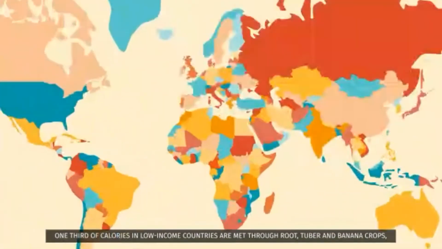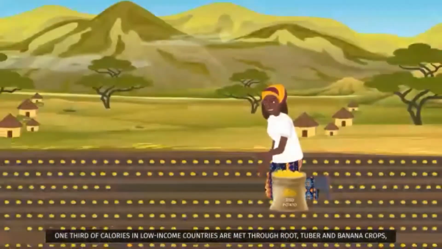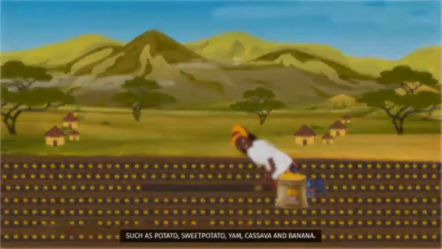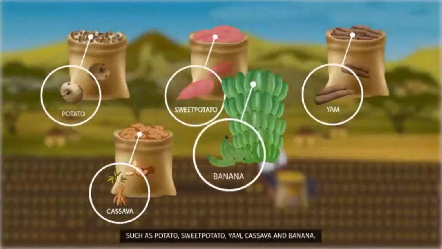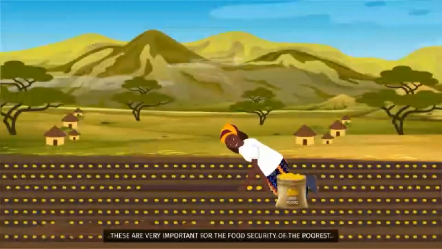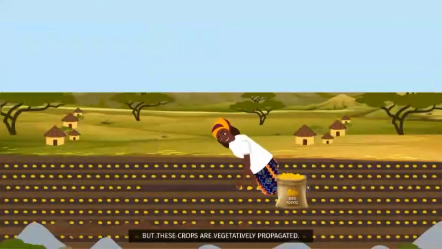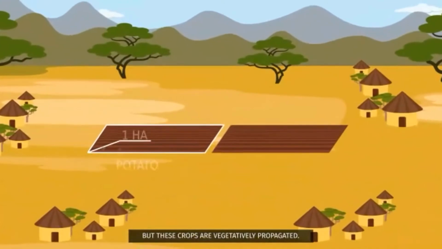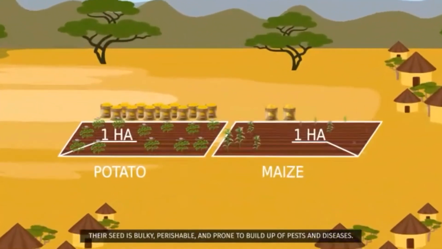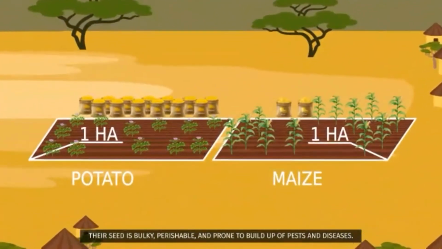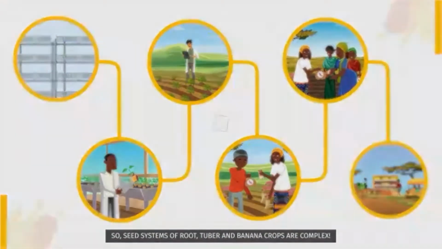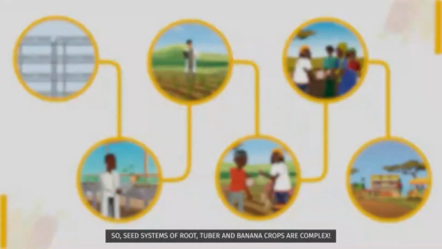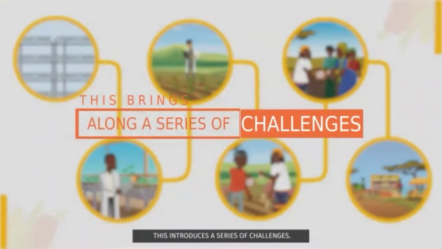One-third of calories in low-income countries are met through root, tuber, and banana crops such as potato, sweet potato, yam, cassava, and banana. These are very important for the food security of the poorest. But these crops are vegetatively propagated. Their seed is bulky, perishable, and prone to buildup of pests and diseases. So seed systems of root, tuber, and banana crops are complex. This introduces a series of challenges.